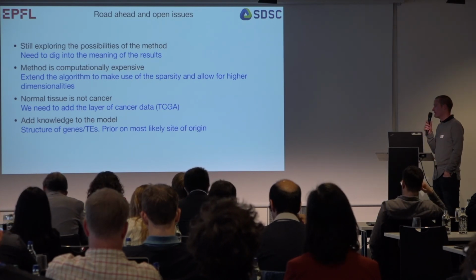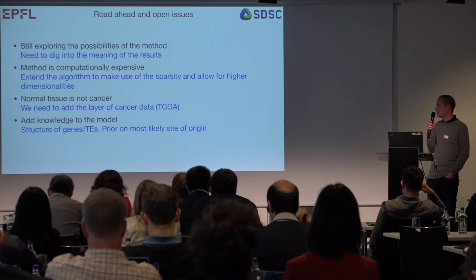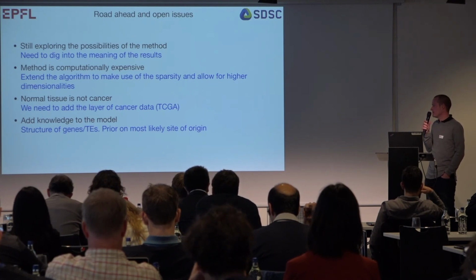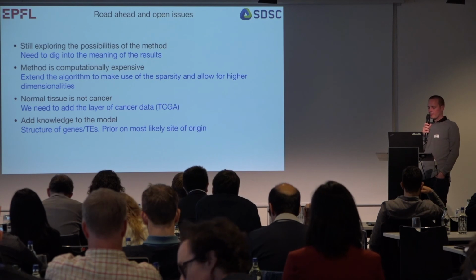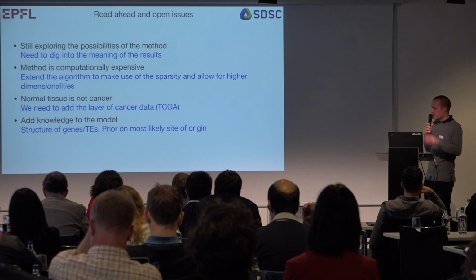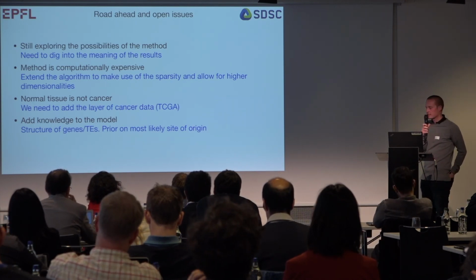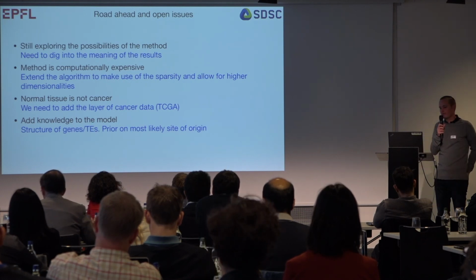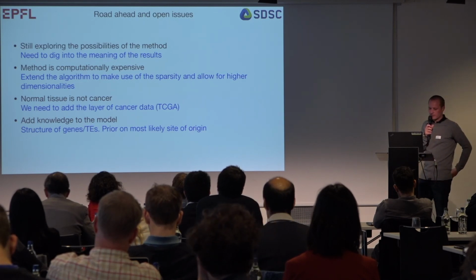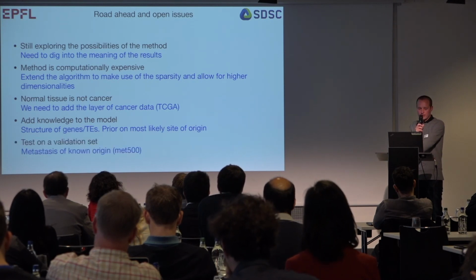We would also like to add some knowledge that we have on the data. So we know there is structure in the genes. We know that there are distal relations between them and between the transposable elements. And we also think it's very important to add the prior knowledge about metastasis. For instance, we know that breast cancer tends to produce metastasis on the bone. So if we have a metastatic sample from the bone, the breast is a place that we should look at more carefully, probably. We should put weights on it.